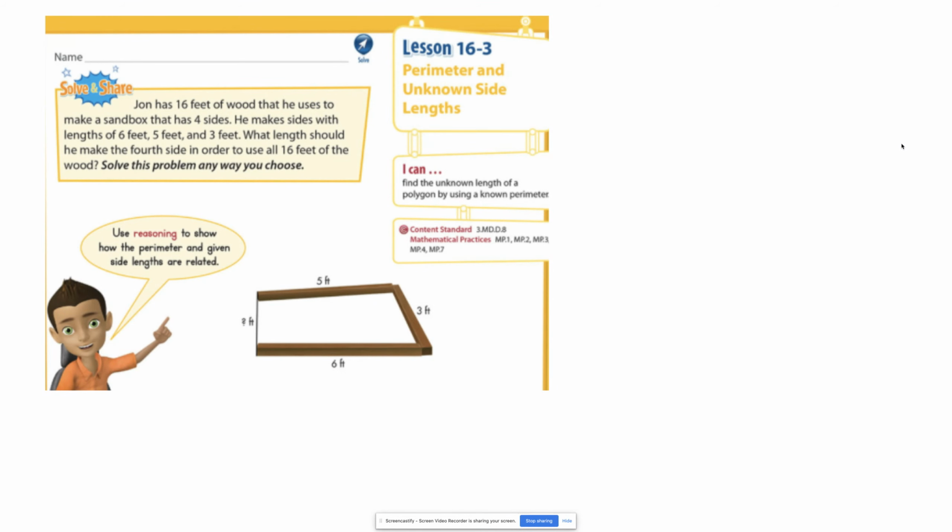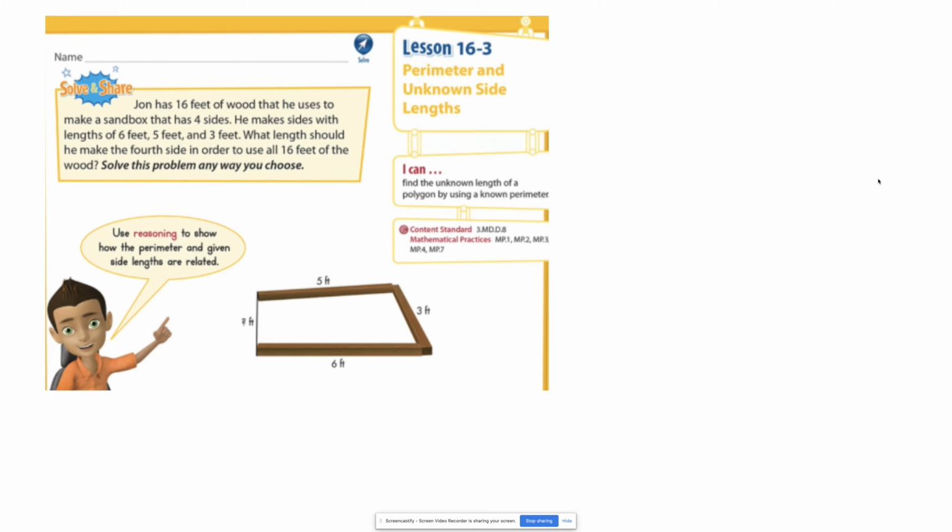Let's take a look at the solve and share question. John has 16 feet of wood that he uses to make a sandbox. That has 4 sides. He makes sides with lengths of 6 feet, 5 feet, and 3 feet. What length should he make the 4th side in order to use all 16 feet of the wood? Solve this problem any way you choose.